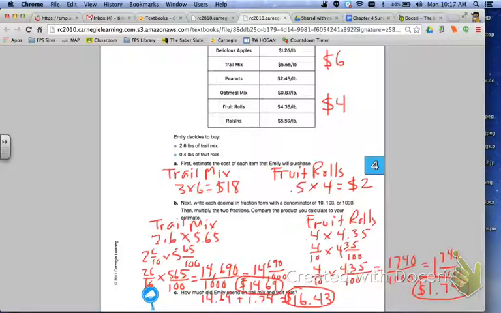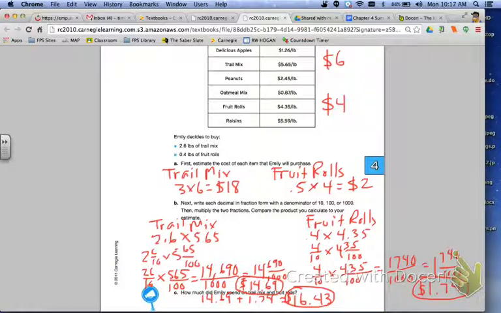So let's take a look at A, B, and C. First, what I did in the table is rounded the cost of the trail mix and the fruit rolls. The trail mix to $6, the fruit rolls to $4. For letter A then, as far as estimating my cost, the trail mix right around $18. 3 times 6, the fruit rolls, about 0.5 times 4 would be $2.